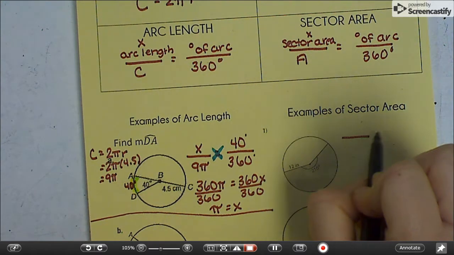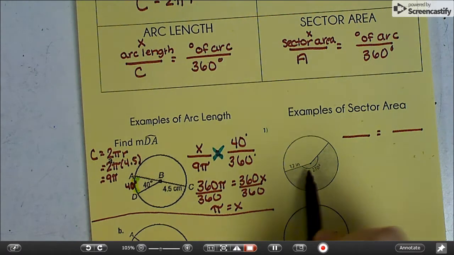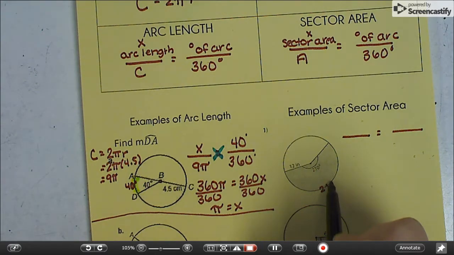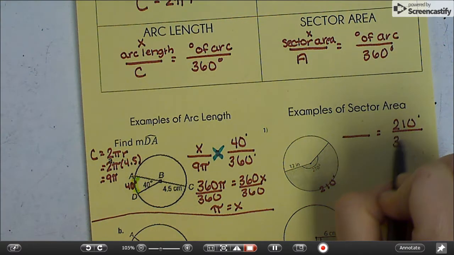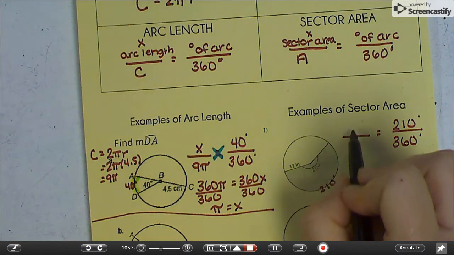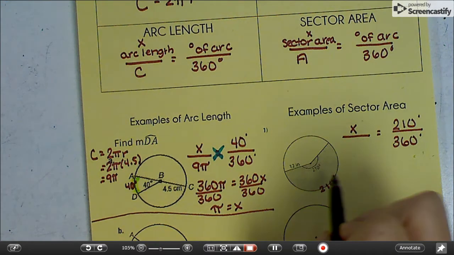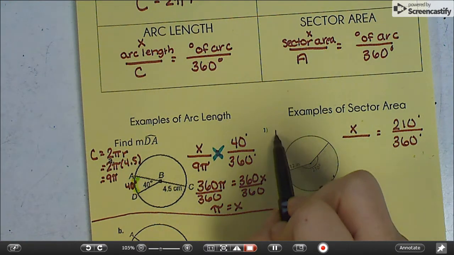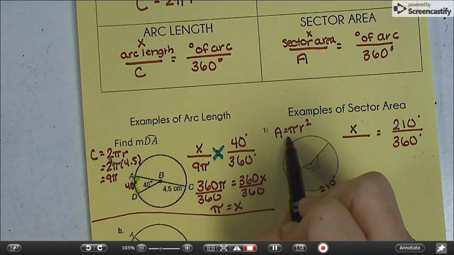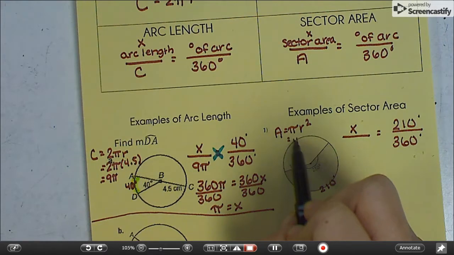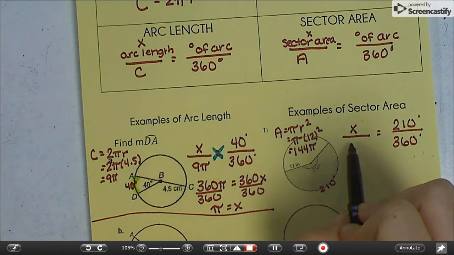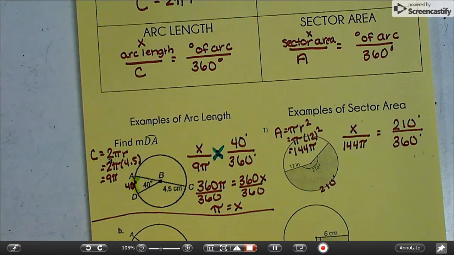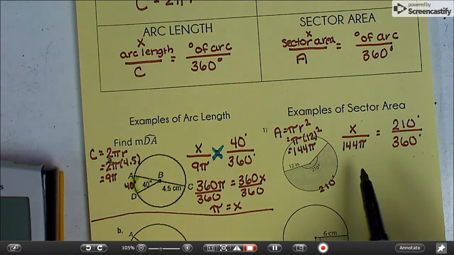Sector area works the same. We want to figure out how much space is shaded. This angle inside is 210 degrees, so that means the arc that we're going to work with is 210 degrees out of the 360 degrees in a circle. We don't know the area, so that's the x, but we can find the area of the whole circle. Area equals pi r squared. The radius is 12. So the area is 144 pi. That's the area of the whole circle. Now we want to figure out the area of just the shaded part.